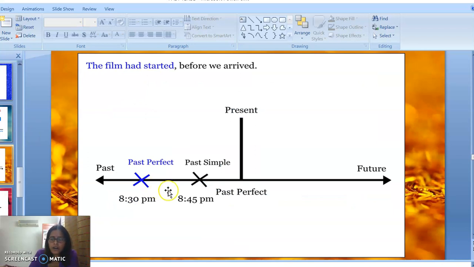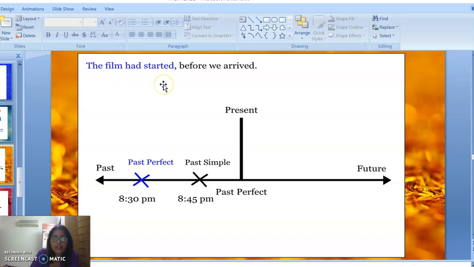Now another timeline. So this is present time, right? And this is past. And this stands for future time. Fine. So if I read this sentence, the film had started before we arrived. So there are two clauses. Definitely there are two clauses, but the sentence is only one. The film had started before we arrived.